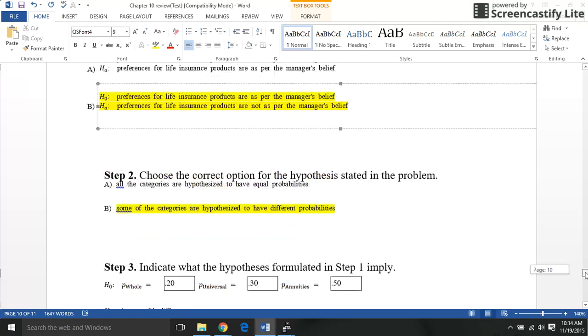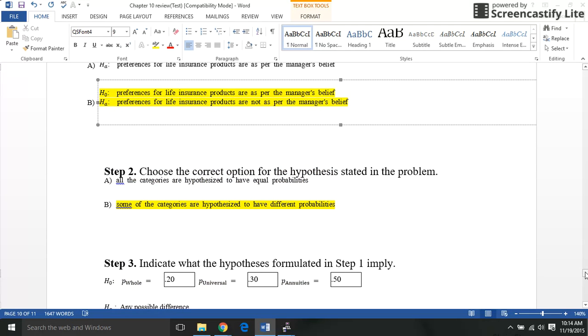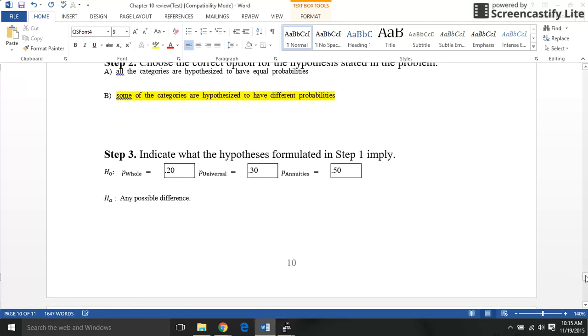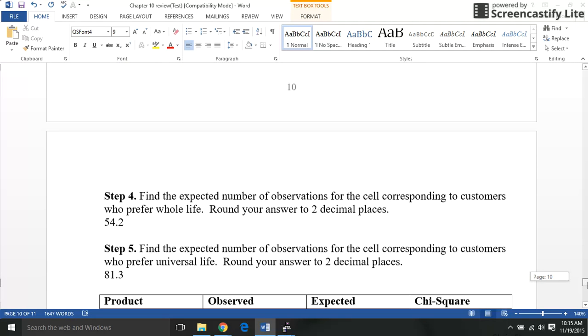Okay, so the next one, you've got to pick which one of these is true. And we already knew in there that he believes the proportions or the probabilities are different for these problems. So your answer is B. Some of the categories are going to have different probabilities. And for step 3, you have to put what they are. So all I did is I converted those percentages into decimals. 20% for whole life is now 0.20, and 30% is now 0.30 for universal. And then you can do annuities, and that's how you fill that in.